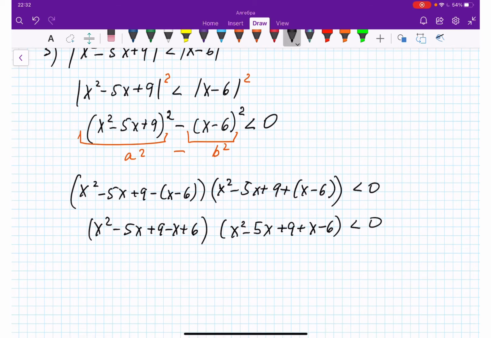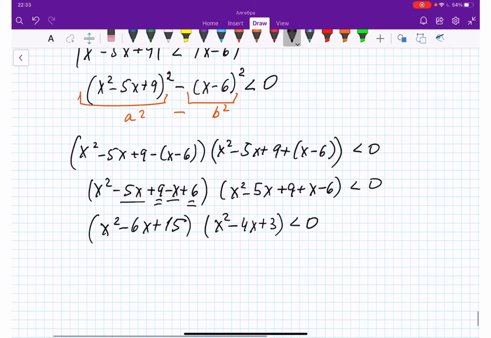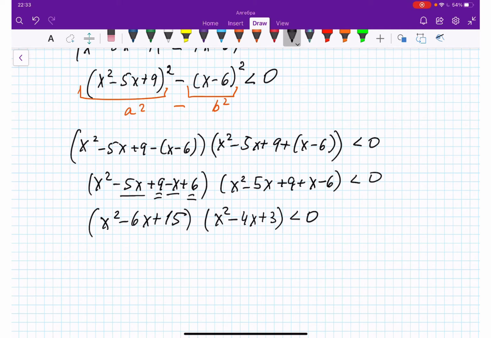And if we combine like terms, we are getting (x squared minus 6x plus 15) times (x squared minus 4x plus 3) less than 0. Okay, so since we have less than 0, that means one has to be positive and one has to be negative, or the first term has to be negative and the second term positive to get negative. One of the terms has to be negative, the other one positive.